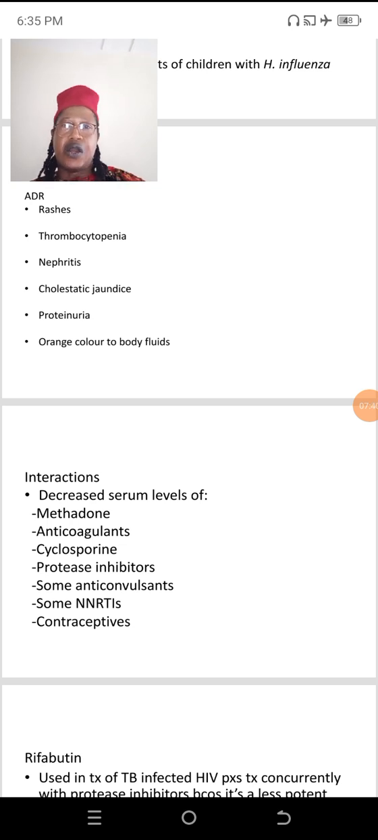Contraceptives is very, very important here. So, women of childbearing age who are not ready to conceive and who are on rifampin are advised to use other forms of contraception apart from oral contraceptive agents. They can use barrier methods, they can use intrauterine contraceptive devices.